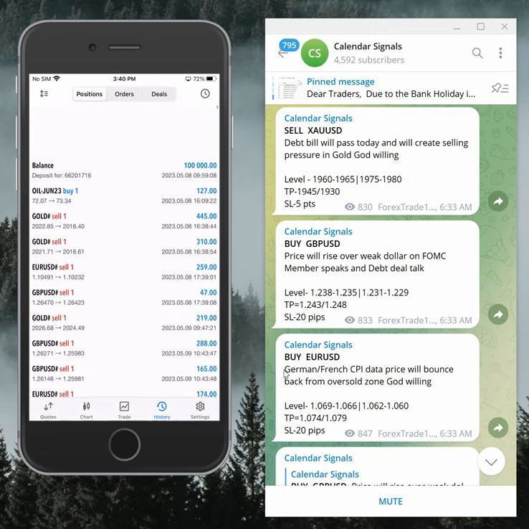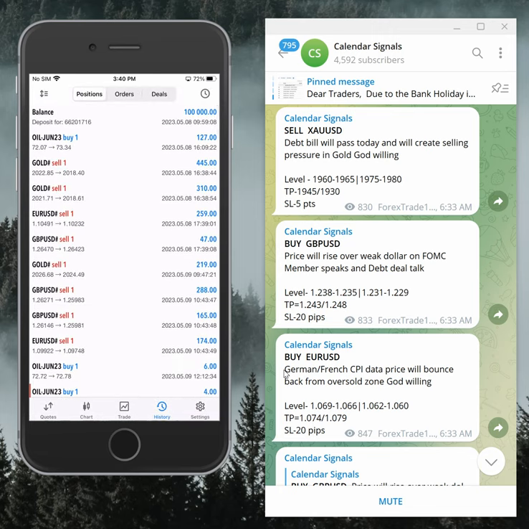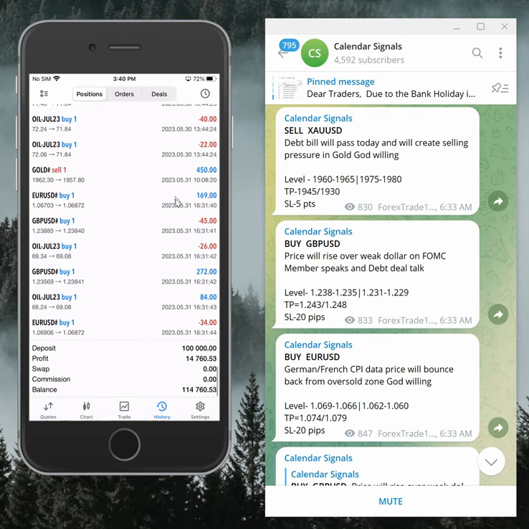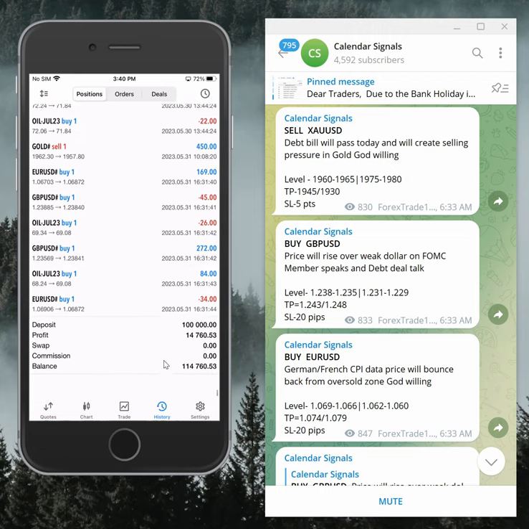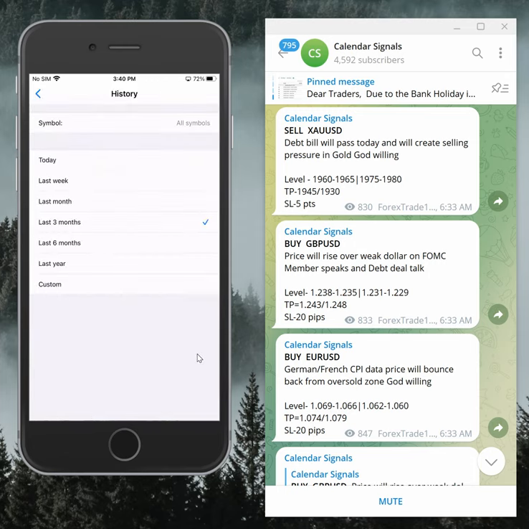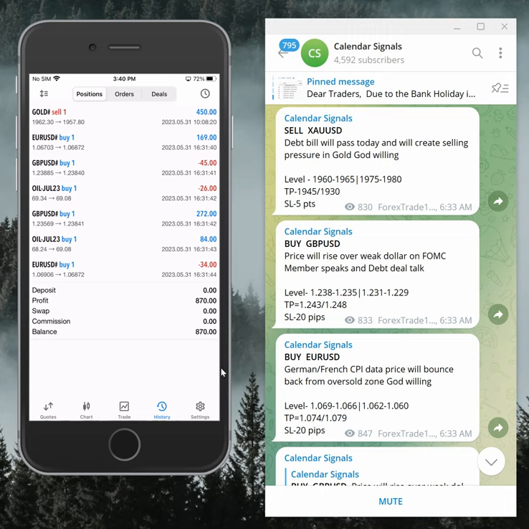We started trading on this account from 8th of May 2023. From 8th of May we started, and so far we made $14,760 profit. But you can see here $14,760 profit, and today's profit is $870.